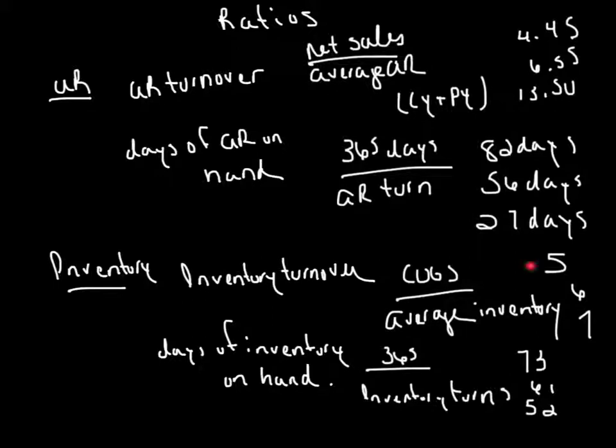So for these, companies usually want their inventory turns to be quicker. They want to be clearing their warehouse out more quickly, more often. And they want the inventory sitting on their shelves for a shorter period of time. So they want these number of days to be less.